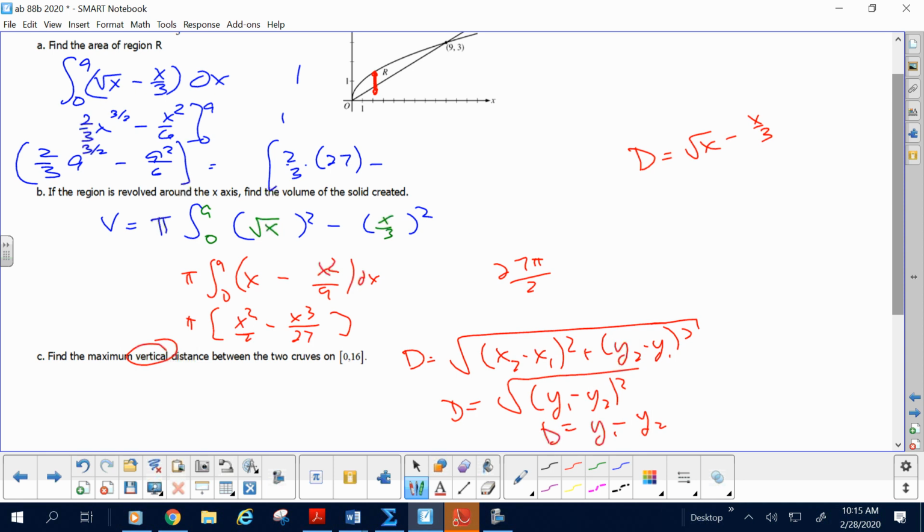Okay, you still haven't earned a point yet. The first point was for finding d prime and setting it equal to 0.